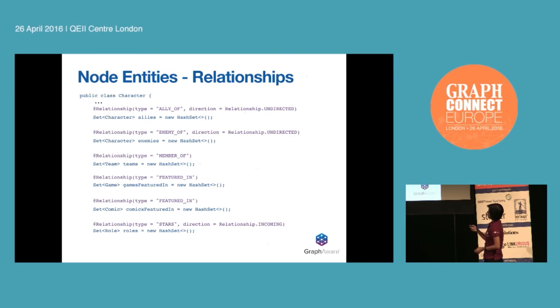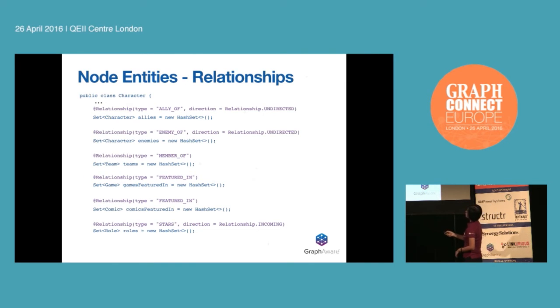Then you've got the fact that a character belongs to a team. Character is a member of a team. Here you can see there's no relationship type defined. So we will assume that this is an outgoing relationship. Okay, so if most of your relationships are outgoing, you need not define it. So again, this is a set of teams that a character belongs to, because of course superheroes can belong to many teams at various points in history.